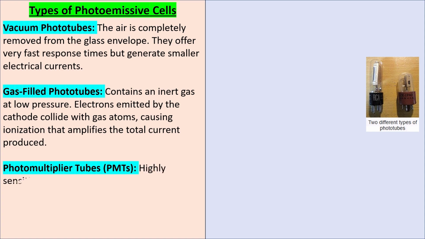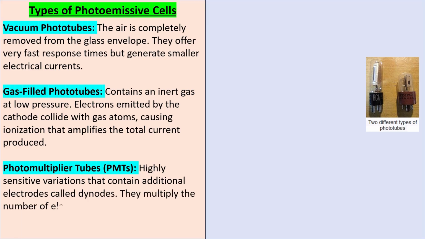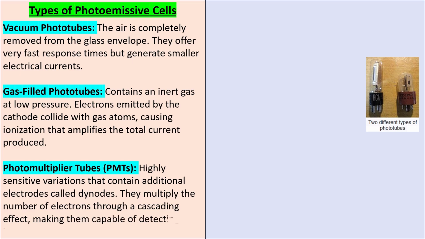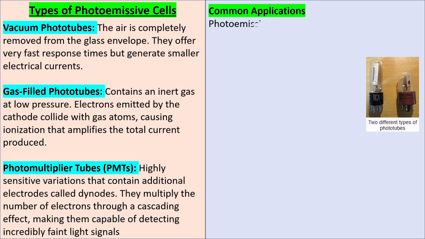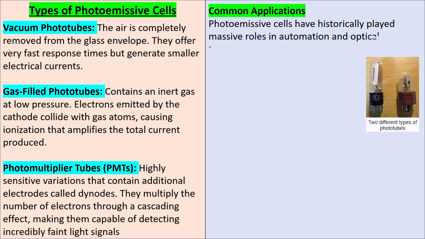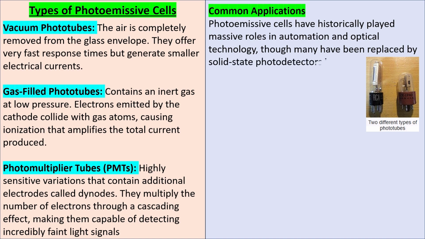Photomultiplier tubes, PMTs. Highly sensitive variations that contain additional electrodes called dynodes. They multiply the number of electrons through a cascading effect, making them capable of detecting incredibly faint light signals. Common applications. Photoemissive cells have historically played massive roles in automation and optical technology, though many have been replaced by solid-state photodetectors in consumer electronics.